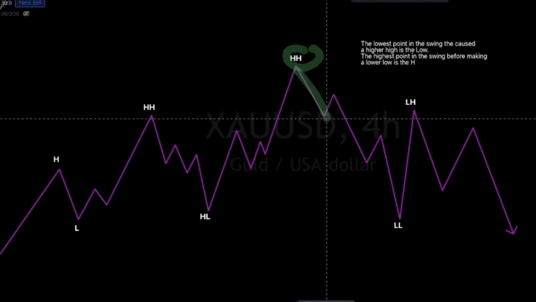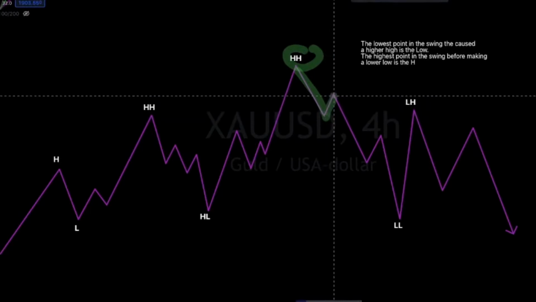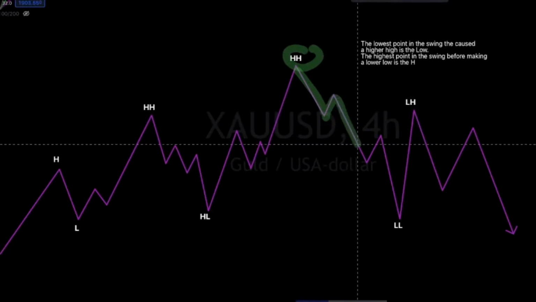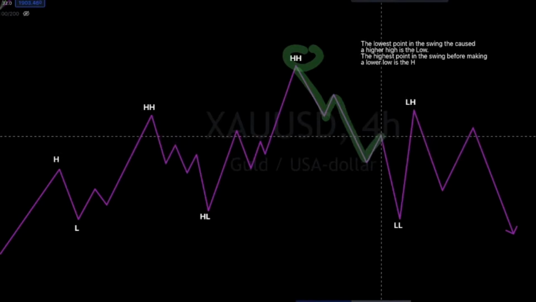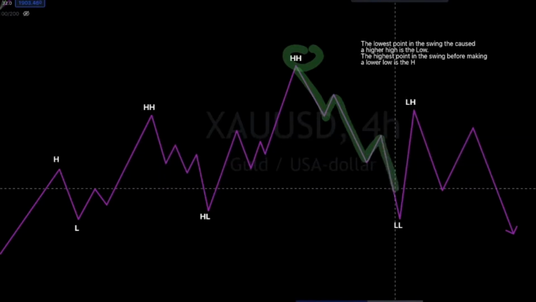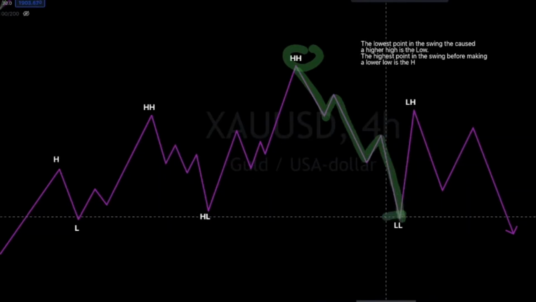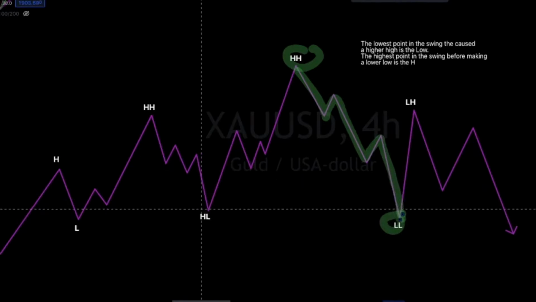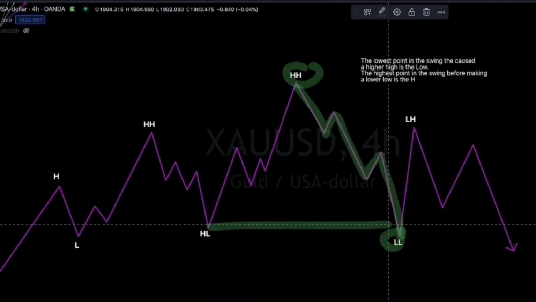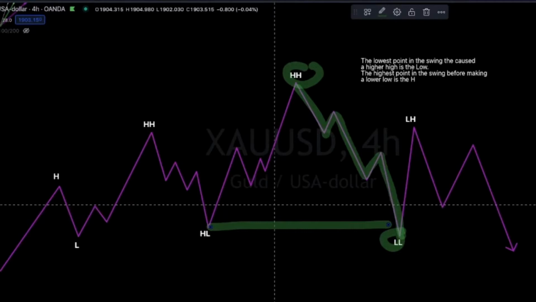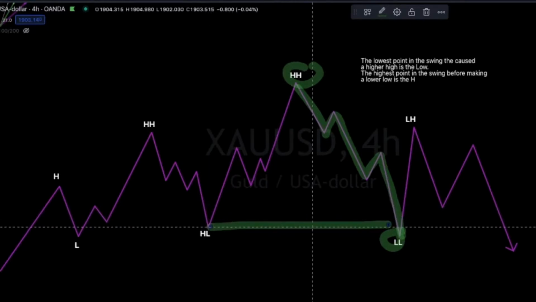down, creates a low, retraces, creates a low, retraces, creates a new lower low. Why is this the lower low? Because it broke the previous highest low, which means we have a change of character here. This is a change of character.